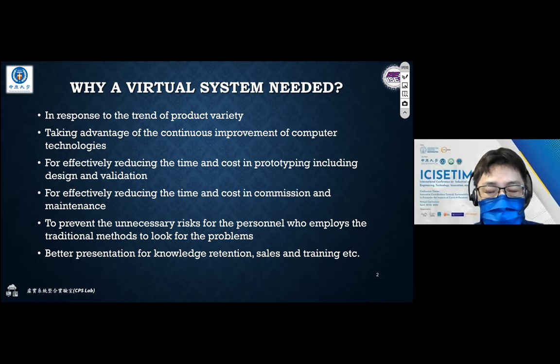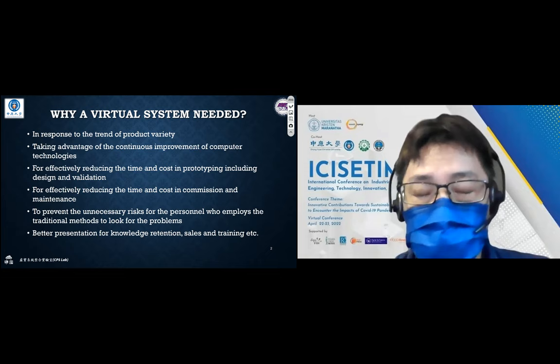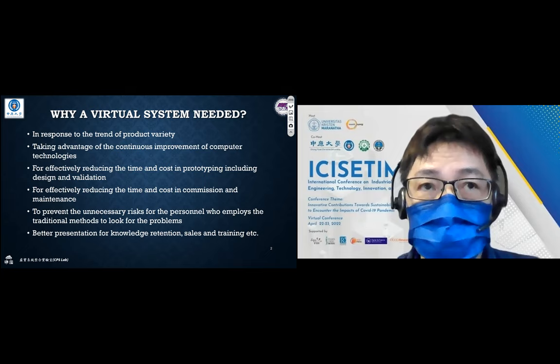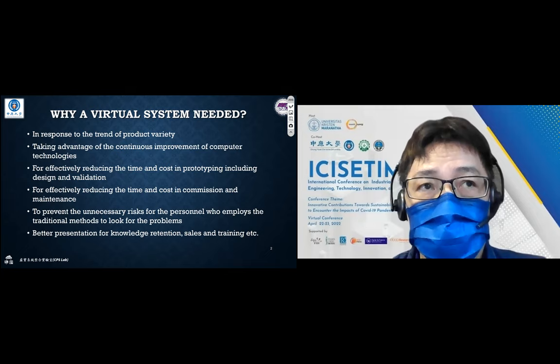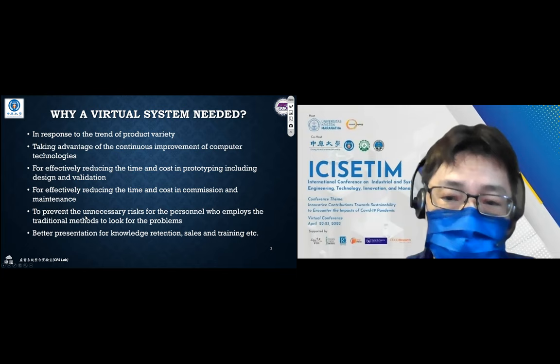And the fourth is effectively reducing the time and the cost in commissioning and maintenance. Of course, in the practical world, it is difficult to find a problem very quickly, especially for troubleshooting when you have something wrong in a big factory. But with a virtual system, before you go to the field, you can have some indication, because you can run the virtual system to find possible causes. This is important, and of course this can prevent unnecessary risk for the personnel who employ the traditional method to look for the problem.